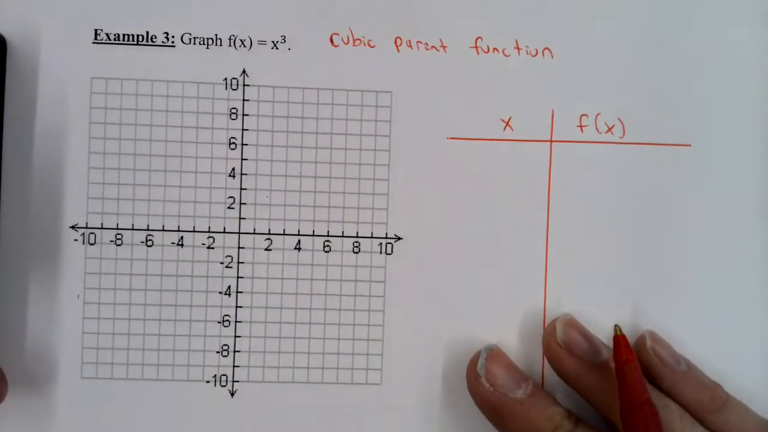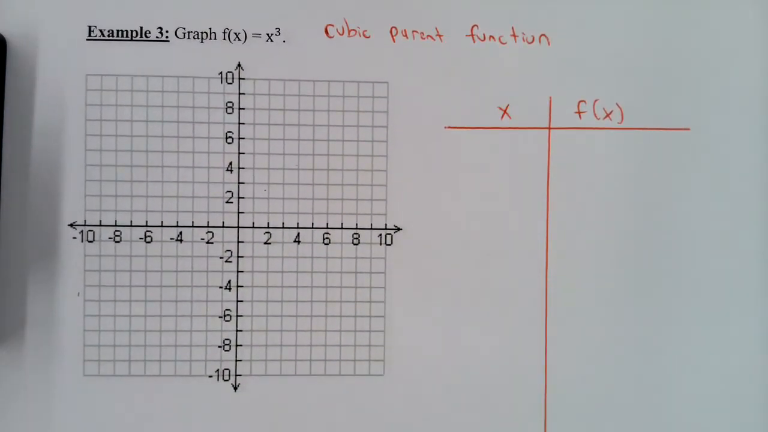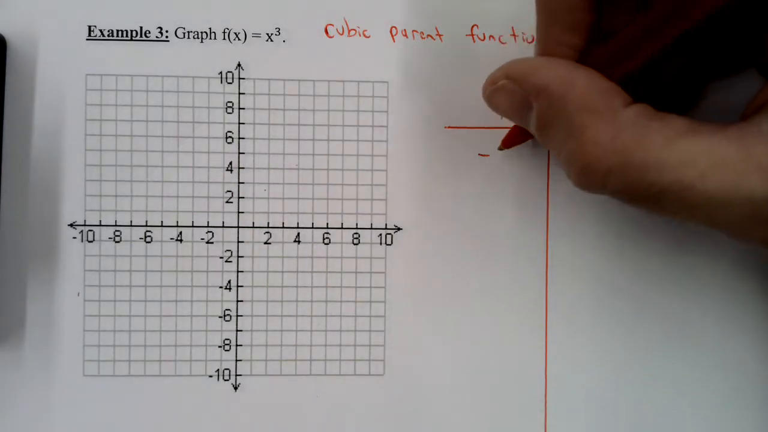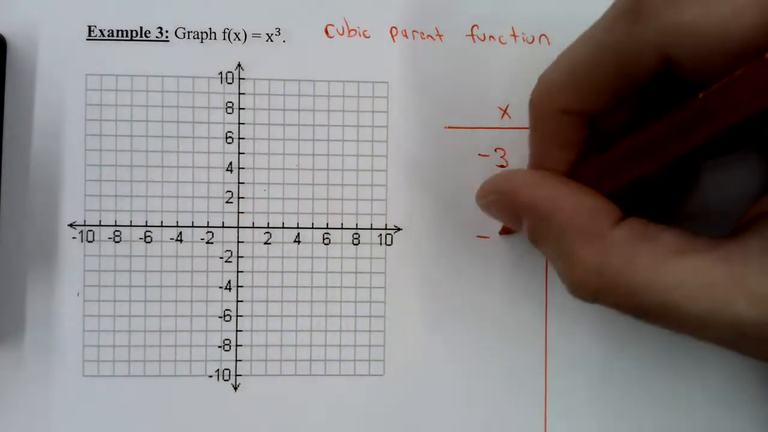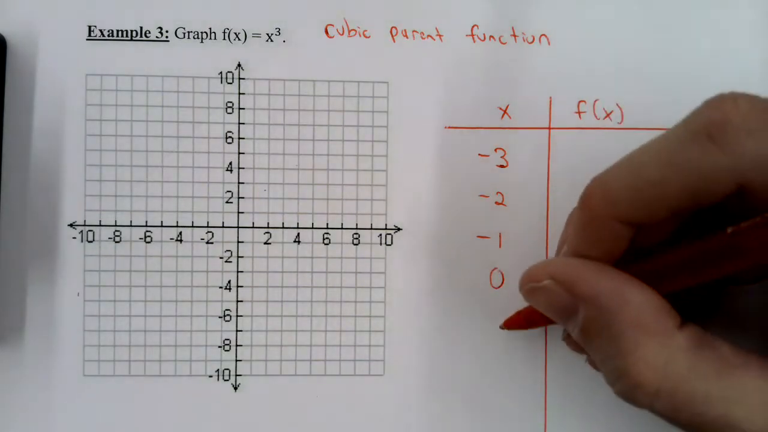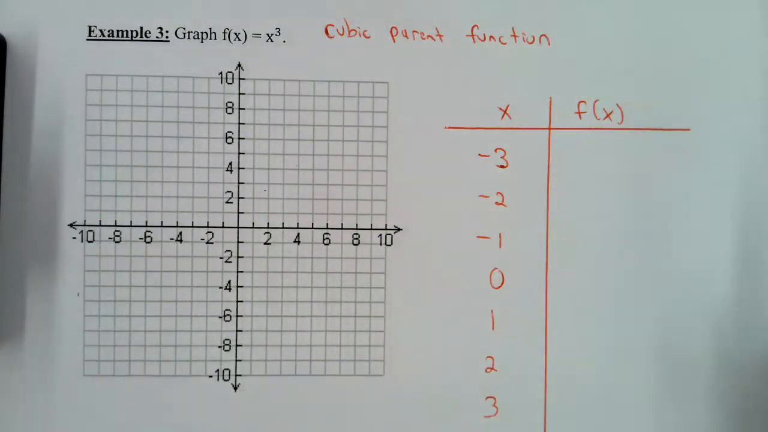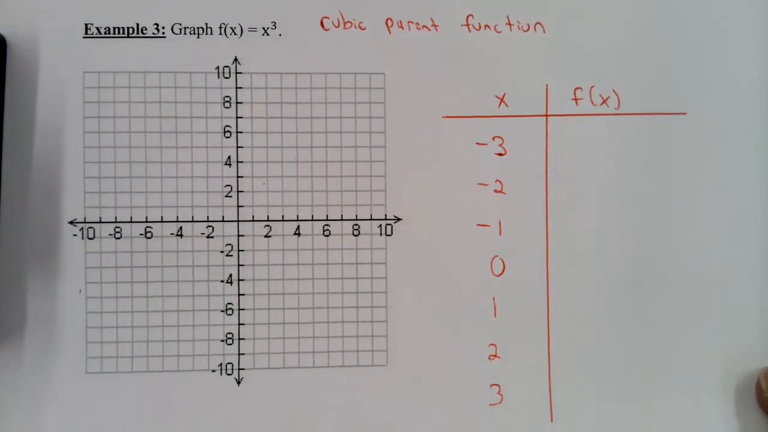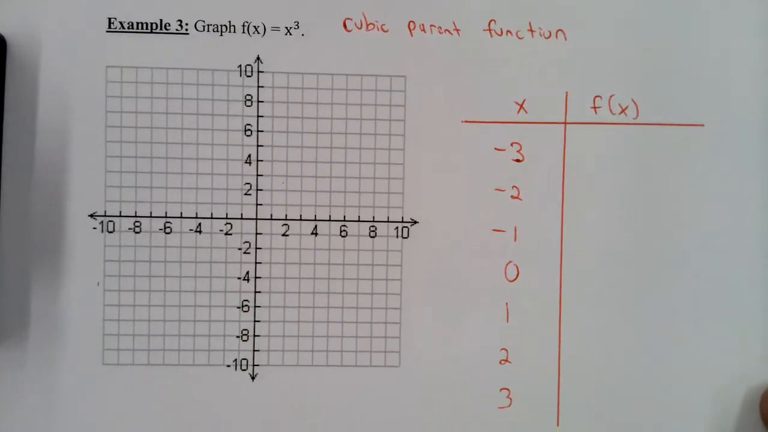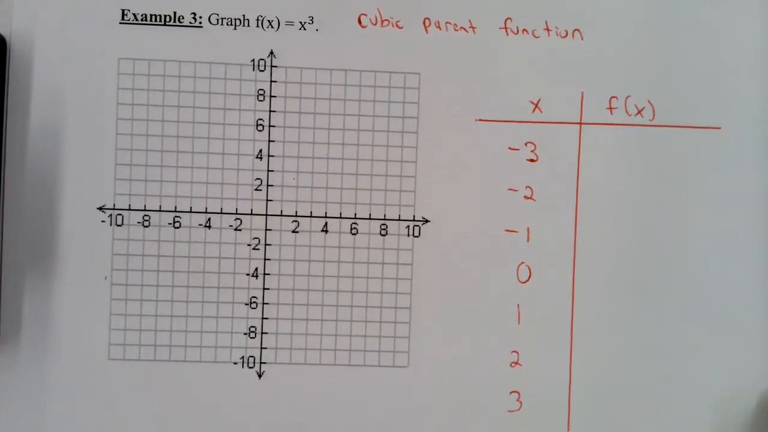Okay. Again, I'm going to pick some negatives. I'll pick 0. I'll pick some positives. So let's do negative 3, negative 2, negative 1, 0, 1, 2, 3. You don't have to do these points, but I'm going to go with them because I know what the shape is ahead of time, so I'm trying to pick good points.